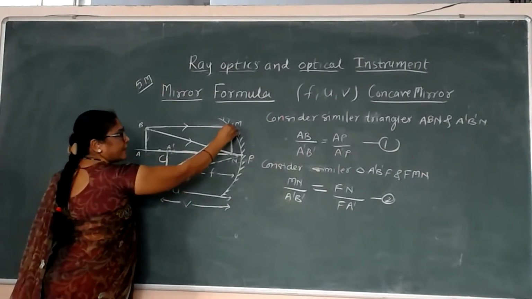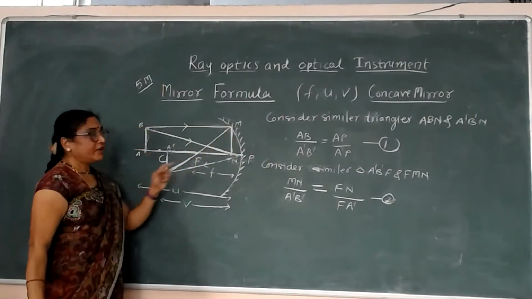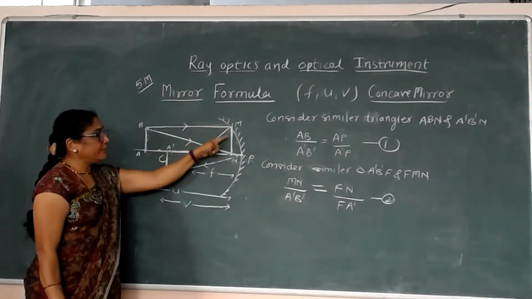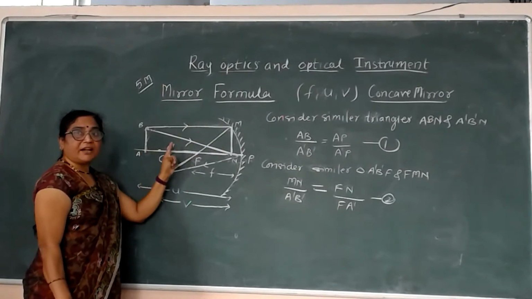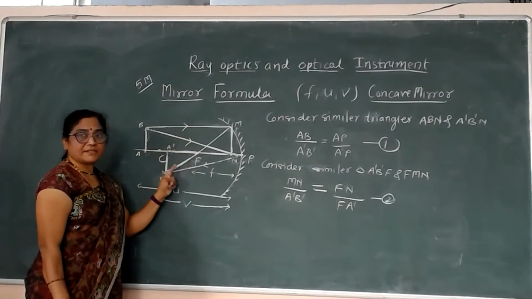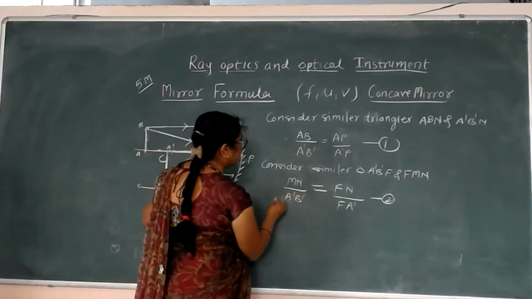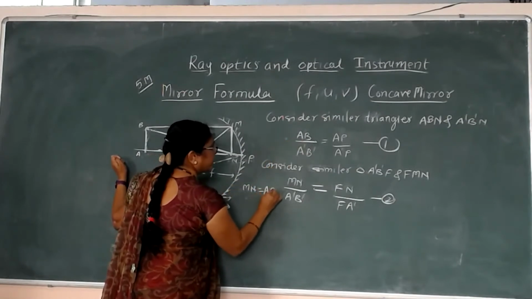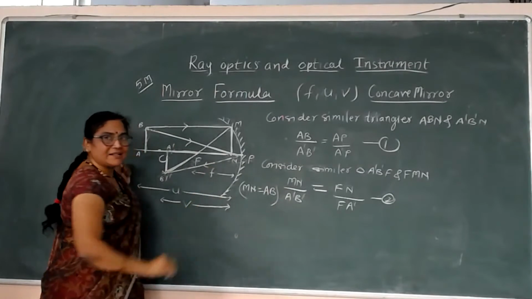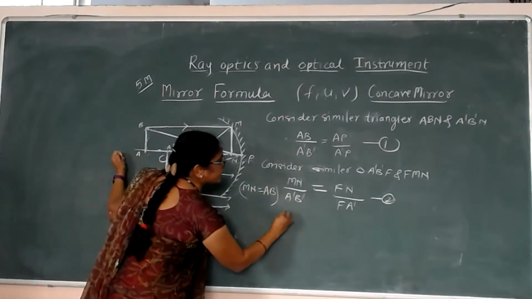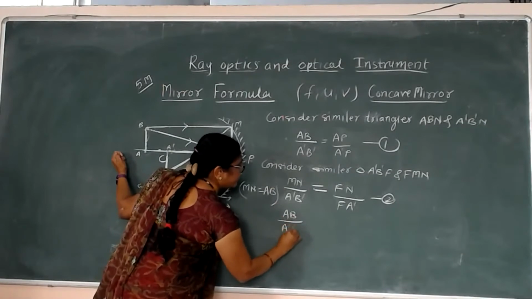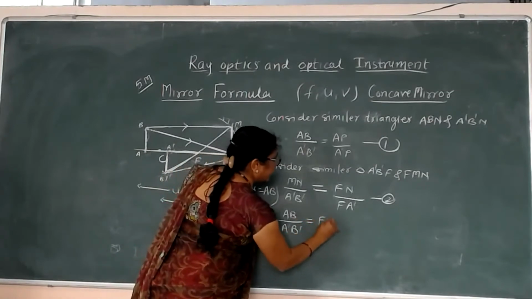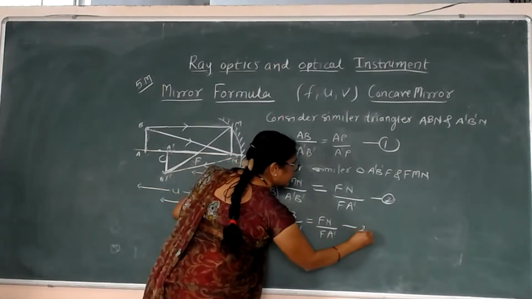So here, M and AB are both parallel to each other, and both are the similar sides. Therefore, M is equal to AB because both are the parallel sides. Therefore, the next equation is AB divided by A'B' is equal to FN divided by FA'. Suppose this is equation number 3.